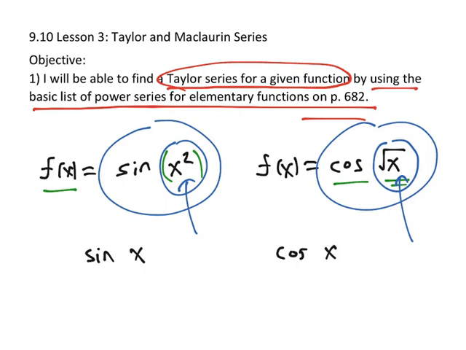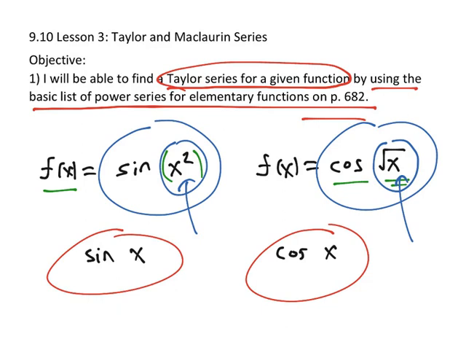So it turns out that we can just use the power series for sine x and cosine x and simply substitute x squared in place of x in the first example and square root of x in place of x in the second example.